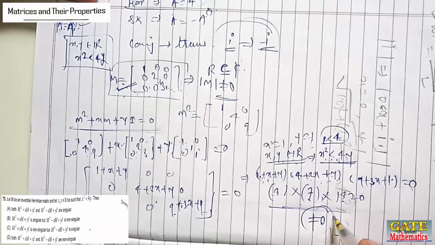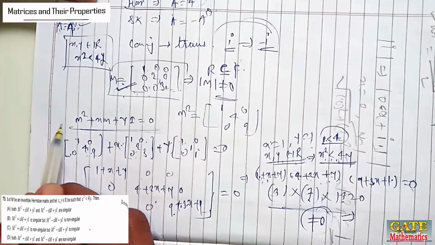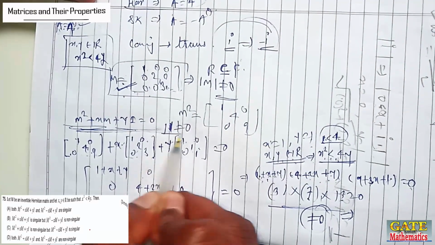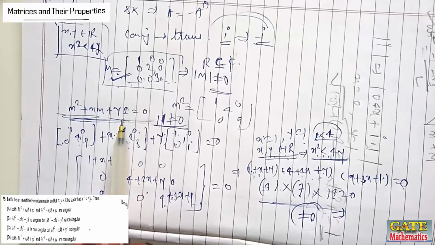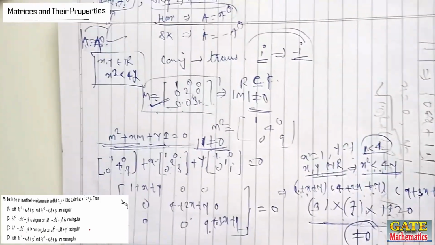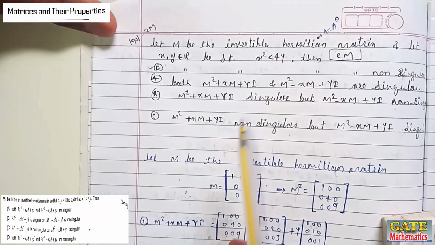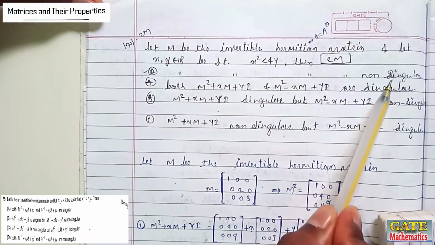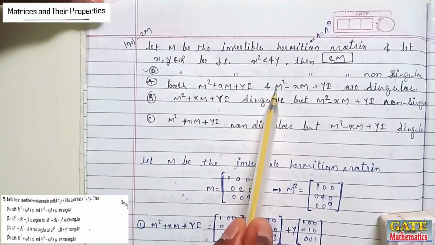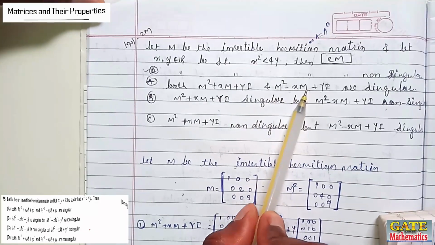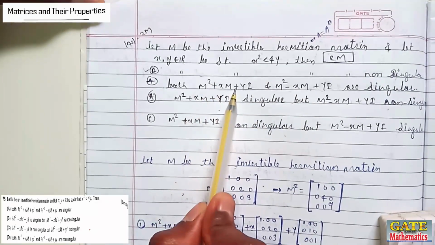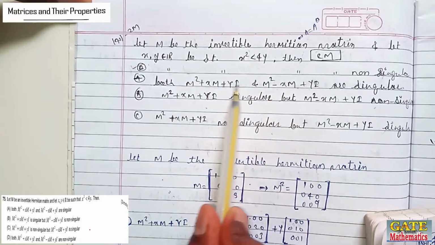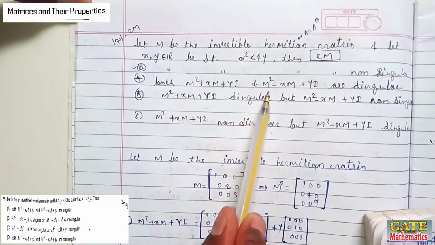If this is non-zero, that means the determinant of our first characteristic equation is non-zero. If the determinant is non-zero, that means this characteristic equation is non-singular. Now in our options, the first says that both are non-singular. So the first is non-singular. Now we have to check whether the second is non-singular or not. So you have to repeat a similar process for the second one.